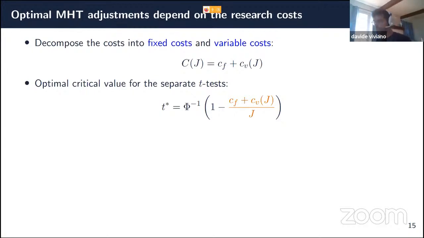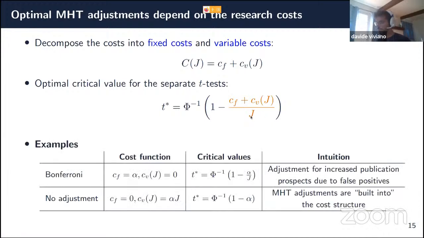Now, to be a little more specific, let me say that we can decompose the cost into two components. The first component is a fixed cost, and the second component is a variable cost. The optimal critical value of our t-test will depend basically on the sum of the fixed cost and the variable cost divided by the number of treatments. Now, what this implies is the following. Suppose that the fixed cost is equal to alpha and there are no variable costs whatsoever. Now, the critical value will be adjusted through a Bonferroni correction. That is, the size that we're going to consider will be equal to alpha divided by the number of treatment arms.